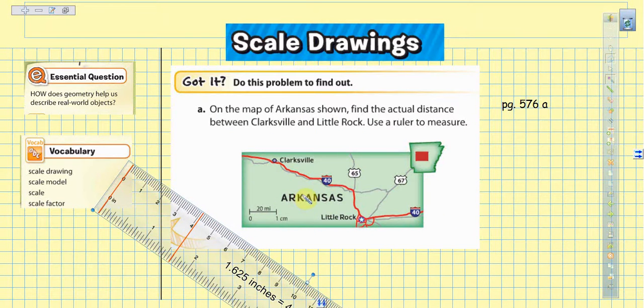Okay, it's your turn. So here's your map. It's in your book. Use a centimeter ruler, and your key is here. For every 1 centimeter, it's 20 miles. How far is it from Clarksville to Little Rock? This is all in Arkansas.